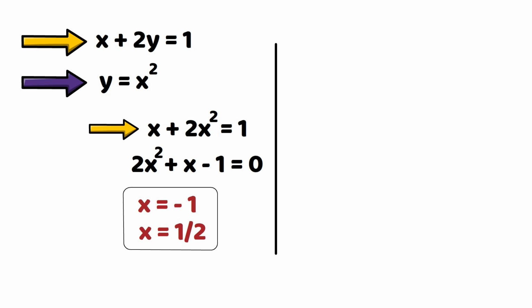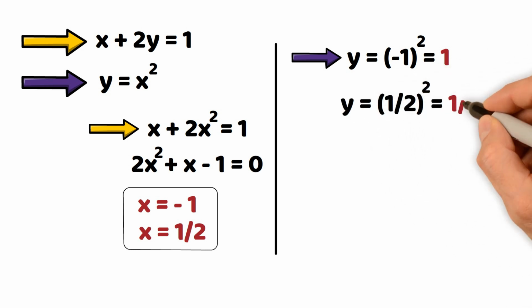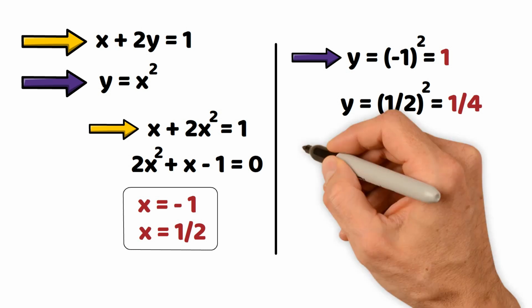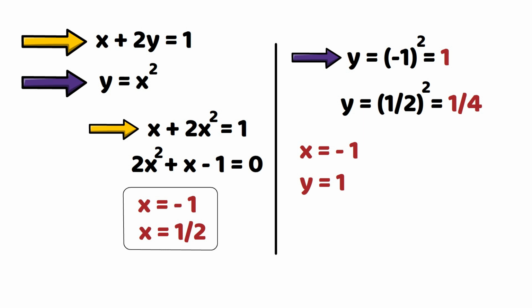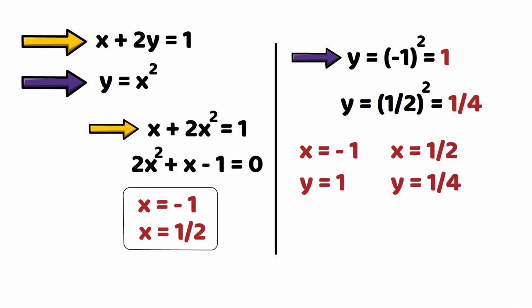Now, if we substitute those values into either equation, we can see what the y values are. Let's take the second equation since it's easier, y equals x squared. If x is negative 1, then y equals negative 1 squared, or 1. And if x equals a half, then y equals a half squared, or a quarter. Therefore, our first solution is x equals negative 1, and y equals 1, or negative 1, 1. And our second solution is x equals a half, and y equals a quarter, or a half, a quarter. These are the only two solutions.